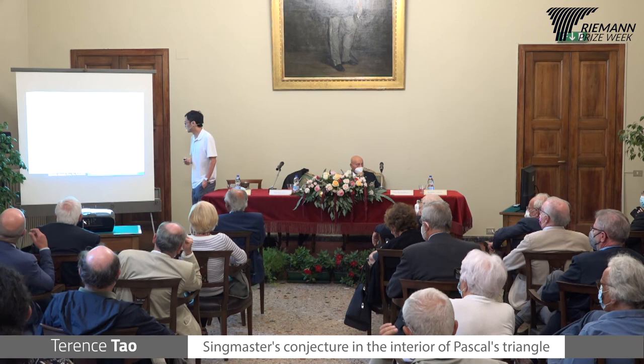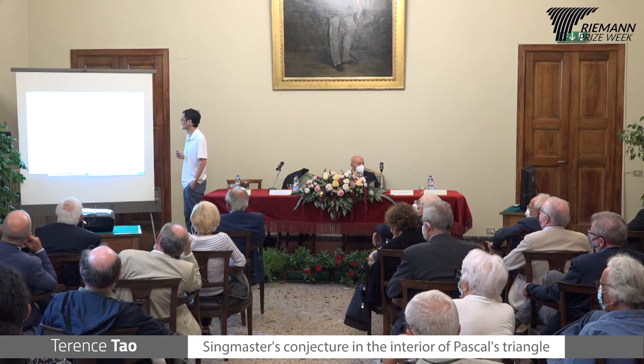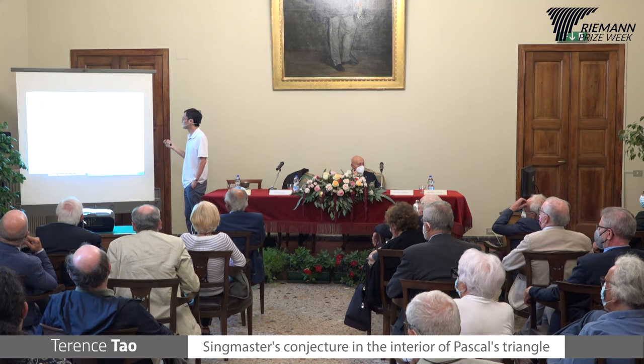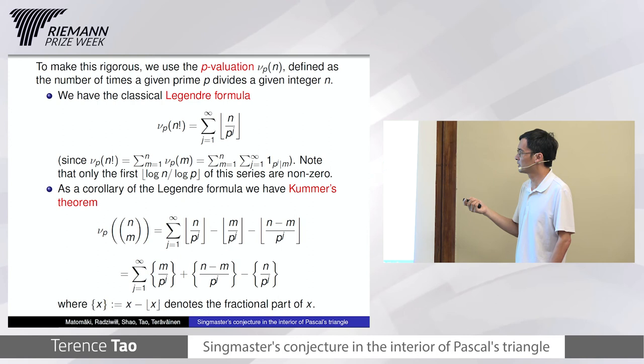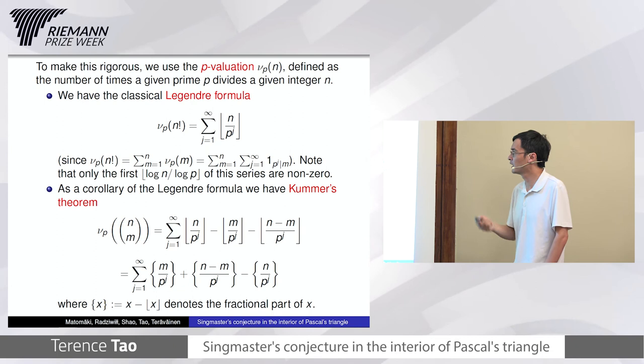All right, some more details. So now the formulas are going to get a little bit more messy. I apologize for those who are not mathematicians in the audience. So the way you actually make this rigorous is the classical formula of Legendre: if you ask how many times a prime p divides n factorial, that's called nu sub p of n factorial, and there's a certain formula. You divide n by p and take the integer part, you divide n by p squared and take the integer part, and you sum those, and that infinite series will give you the number of times p divides n factorial.